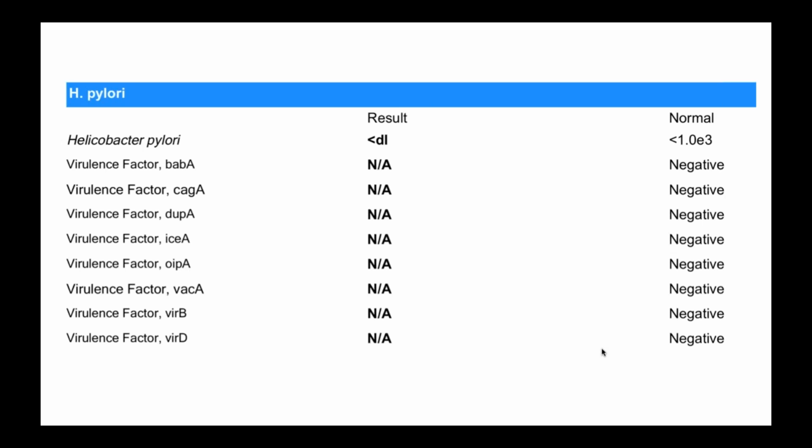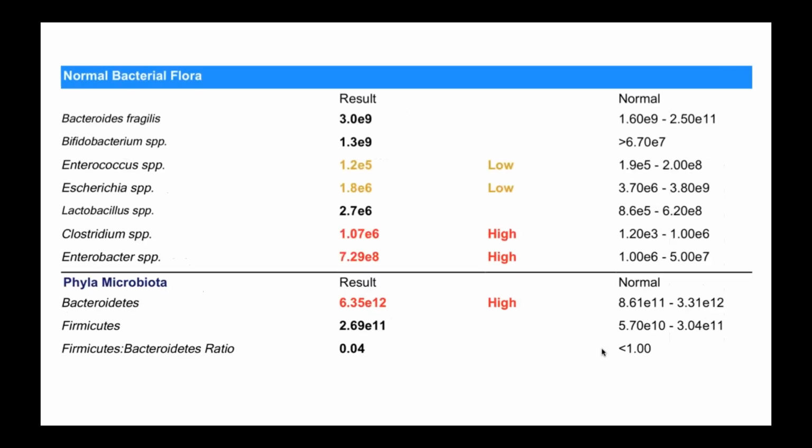And on the next page, we see H. pylori in this particular patient was negative. In terms of the normal bacterial flora, we see a range of imbalances here. The first two listed that are low, Enterococcus and Escherichia, are both relatively low compared to the Clostridium and Enterobacter, which are both flagged as high. And then the other notable marker on this page is the Bacteroidetes phylum, which is also high.